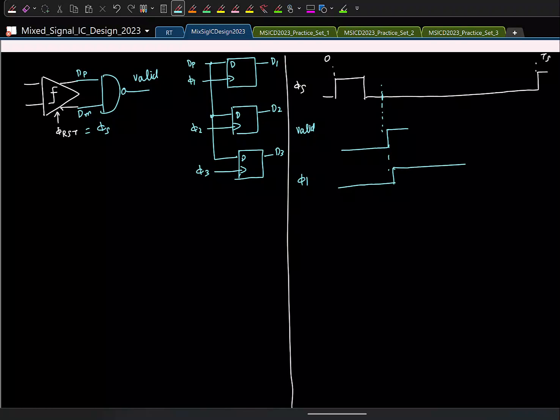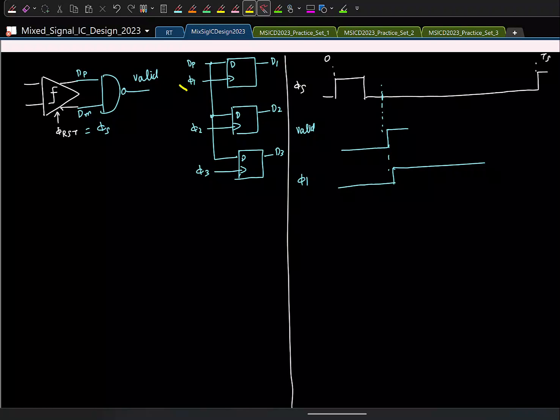Similarly, you have to get one more clock phi 2 that goes high when valid goes high for the second time. For getting the third bit, you have to generate clock phi 3, and this clock phi 3 should go high when valid goes high for the third time. Is that clear? Each time the valid signal goes high is when the comparator has made the decision. First time it goes high, you generate a clock phi 1 to get the first bit. Second time it goes high, you make one more clock go high to store the second bit, and so on.